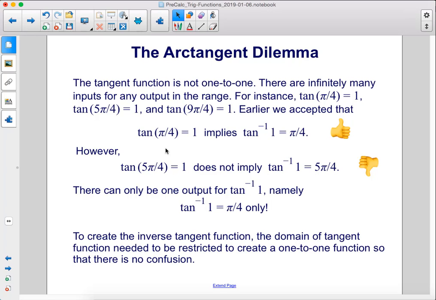Earlier, we accepted that tan of pi over 4 equals 1 implies that arctan of 1 equals pi over 4. However, tan of 5 pi over 4 equals 1 does not imply that arctan of 1 equals 5 pi over 4. There can only be one output for arctan 1, namely, arctan of 1 is pi over 4 only. To create the inverse tangent function, the domain of the tangent function needed to be restricted to create a one-to-one function so that there's no confusion.